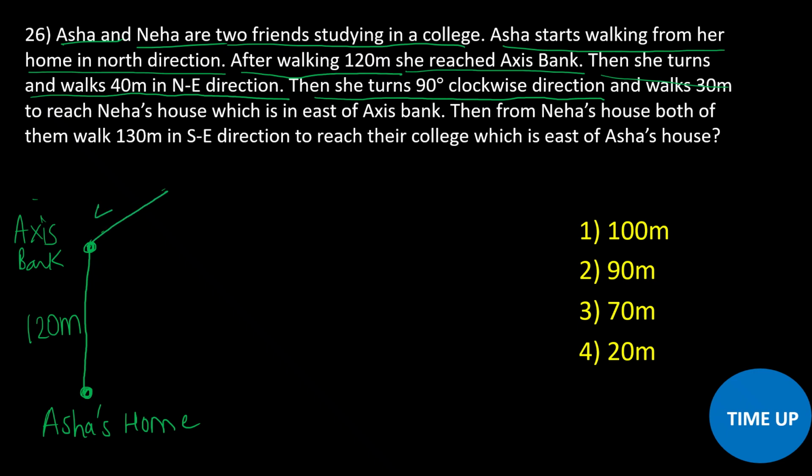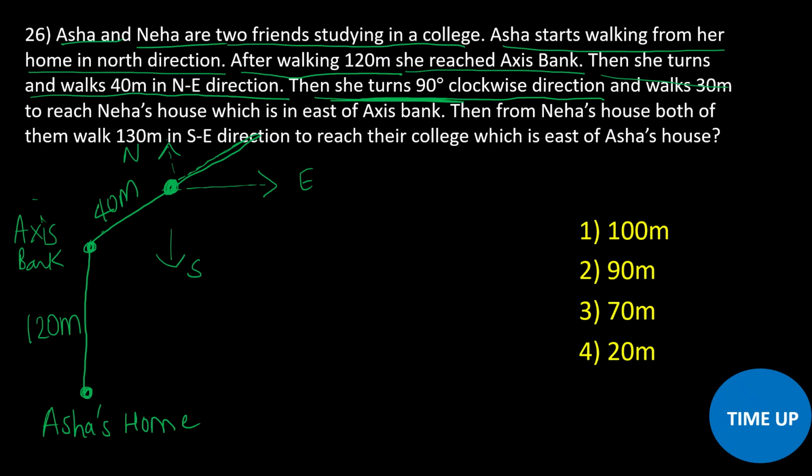See, this is 40 meters. Suppose this is your northeast direction, correct? If this is northeast direction, then this is your north, this will be your east. Now this is northeast, correct? Now they have said she turns 90 degree. If this is northeast, okay, this is northeast. Now she turns 90 degree.